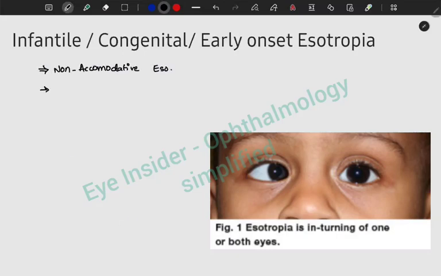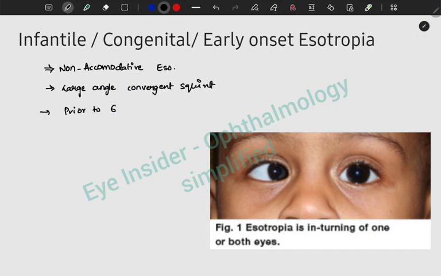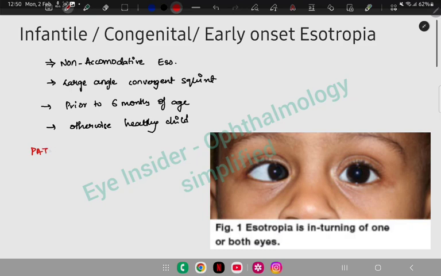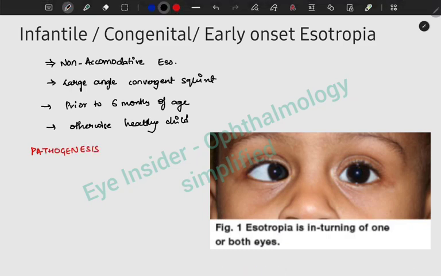In today's class, we'll discuss infantile esotropia. It is also called congenital or early onset esotropia. This is a non-accommodative esotropia which has a large angle of convergent squint which occurs prior to 6 months of age in an otherwise healthy child.